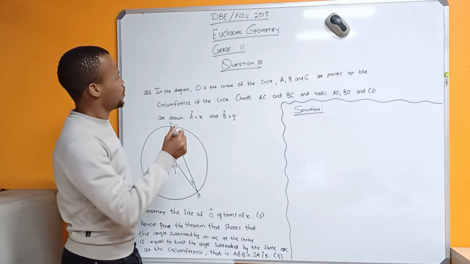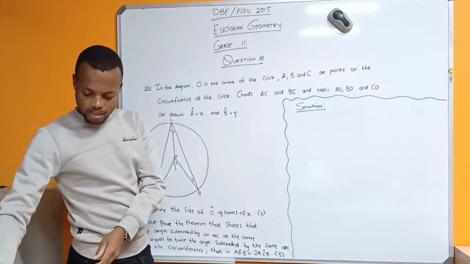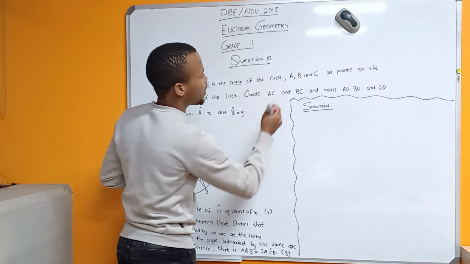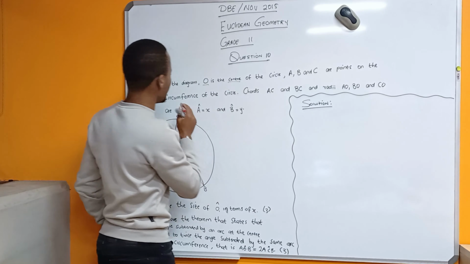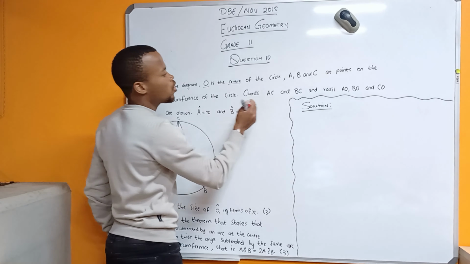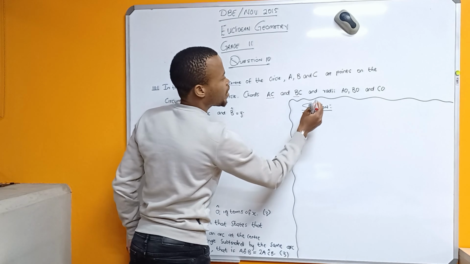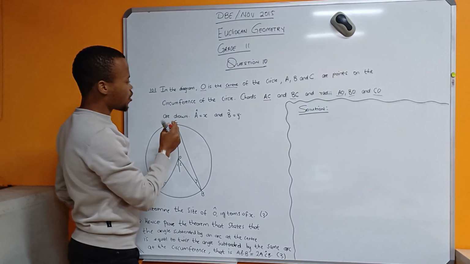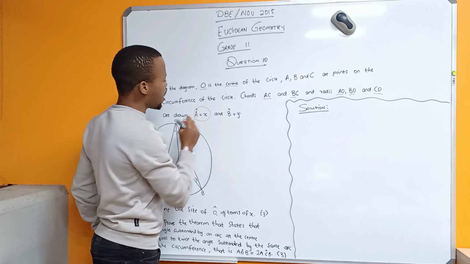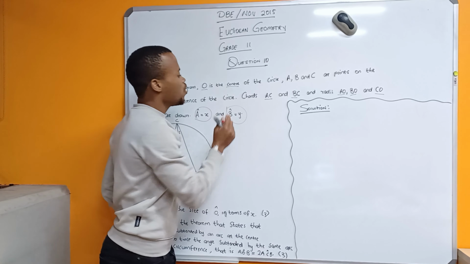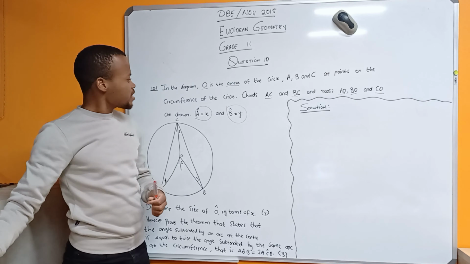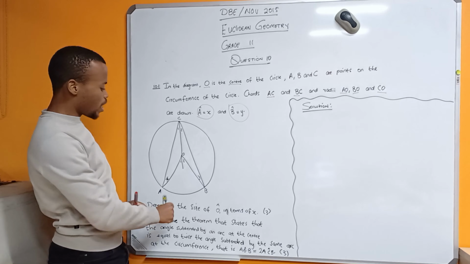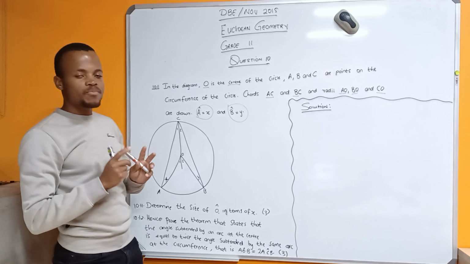In the diagram, we are told that O is the center of a circle. A, B, C are points on the circumference of the circle. Chords AC and BC and radii AO, BO, CO are drawn. And then we are told that angle A is equal to x and angle B is equal to y. Using this information, we will go directly to the question. We are required to determine the size of O1 in terms of x.